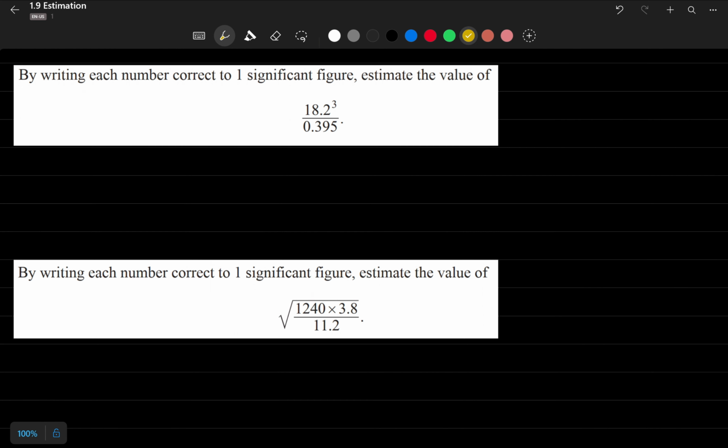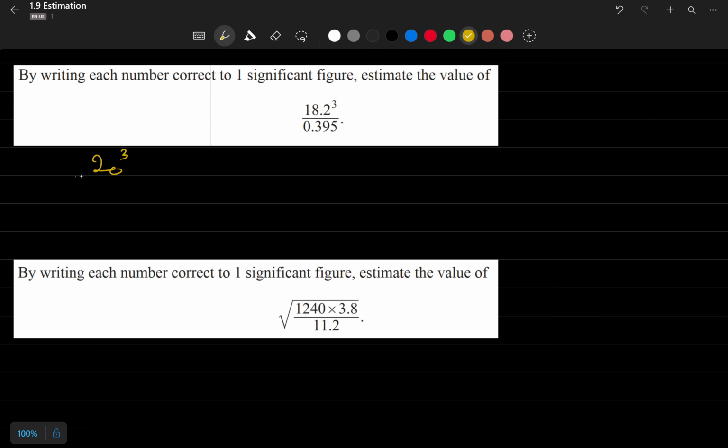Now another question suggests by writing each number correct to one significant figure. Let's take 18.2 as an example. 18.2, starting from the left we have 1. This is our one significant figure and it is to be rounded up if the next number is equal or greater than 5. If it is not equal or greater than 5, then it will be rounded down. So let's say if it was 12.2, then this number would be 10, but originally this number is 18.2, so it becomes 20.